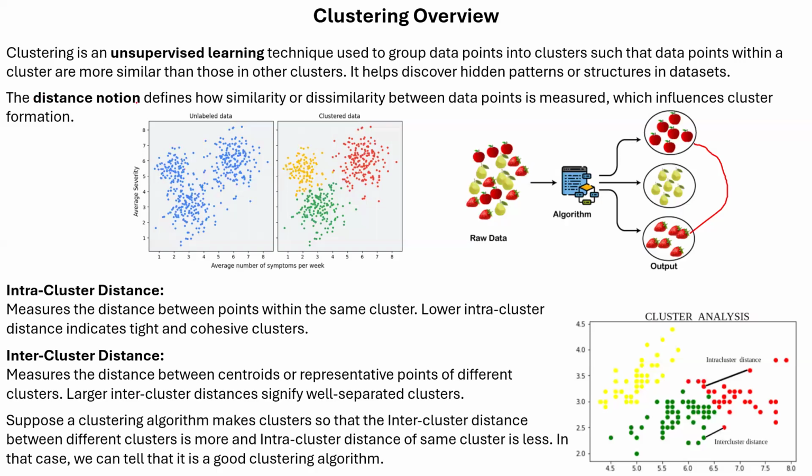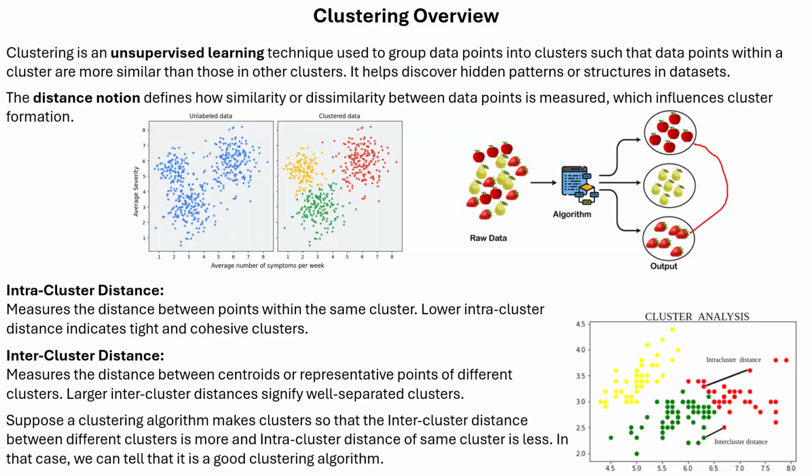The distance notion defines how similar or dissimilar data points are. We already have understood the distance notion, right? We have different distance notions. We used Euclidean distance, we talked about Manhattan distance, and we have talked about Mahalanobis distance. If two objects are close to each other, they will form a cluster. When two objects are close to each other, we can say they both are similar. When they are far from each other, we can say they are dissimilar to each other.